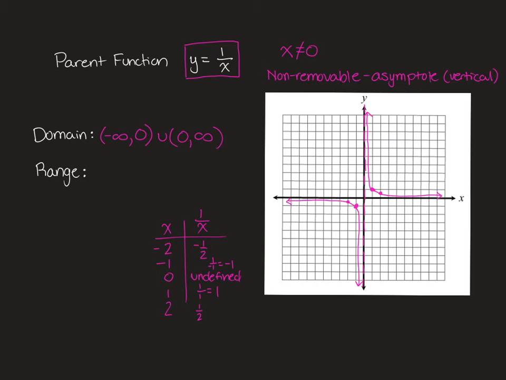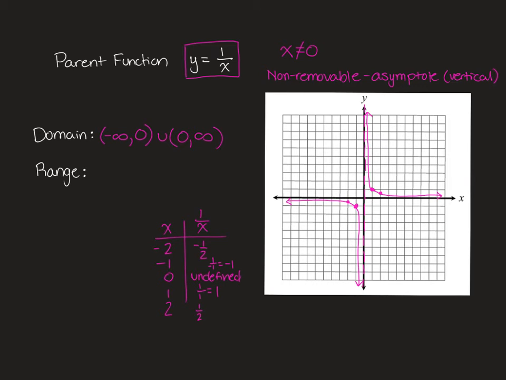So we go from 0 all the way to +infinity. A good trick to finding your domain is that whatever your points of discontinuity are, that's where it's going to break up. Here we only had one point of discontinuity. It was at 0, so that's where my domain is broken up.